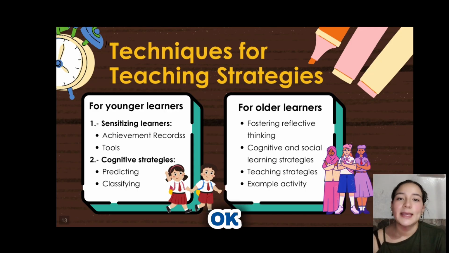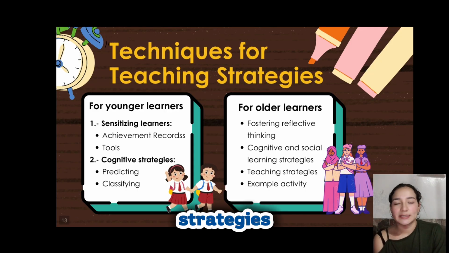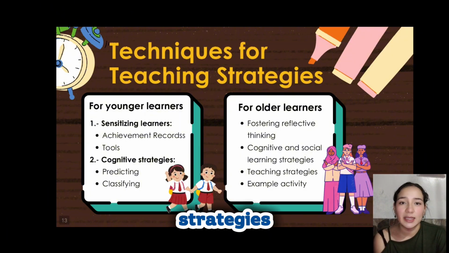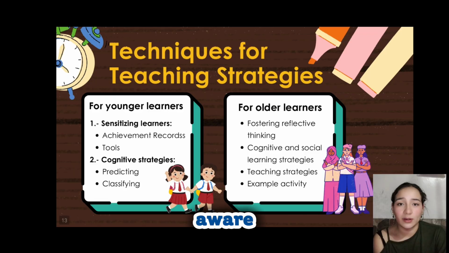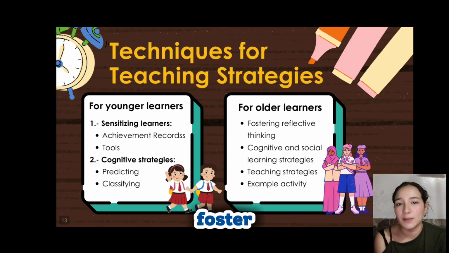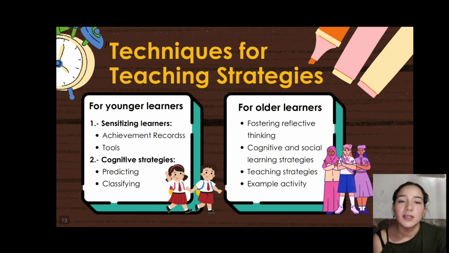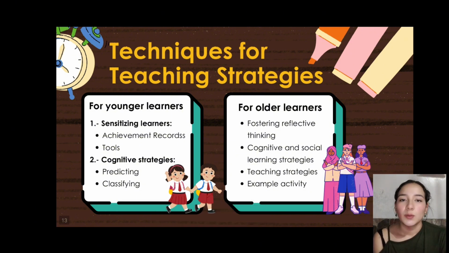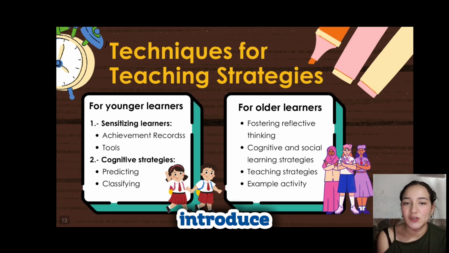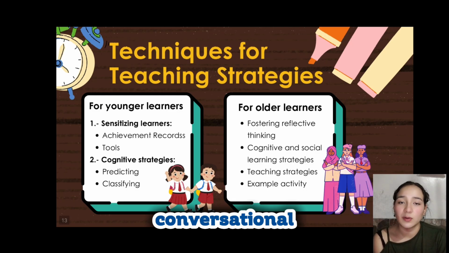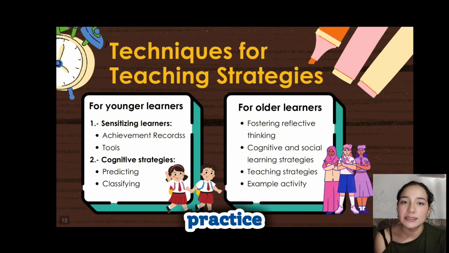Okay. Techniques for teaching strategies. With young children, we use strategies that allow them to be aware of their own progress and foster basic cognitive skills such as prediction and classification. With older students, we can introduce reflection, self-assessment, conversational practice, and more complex strategies.